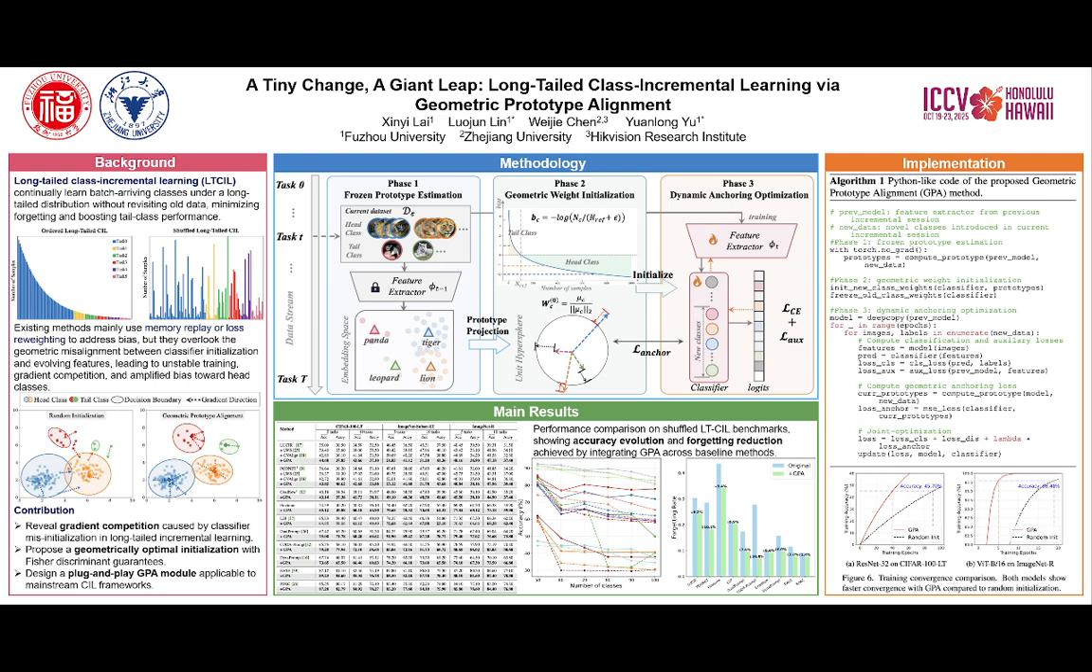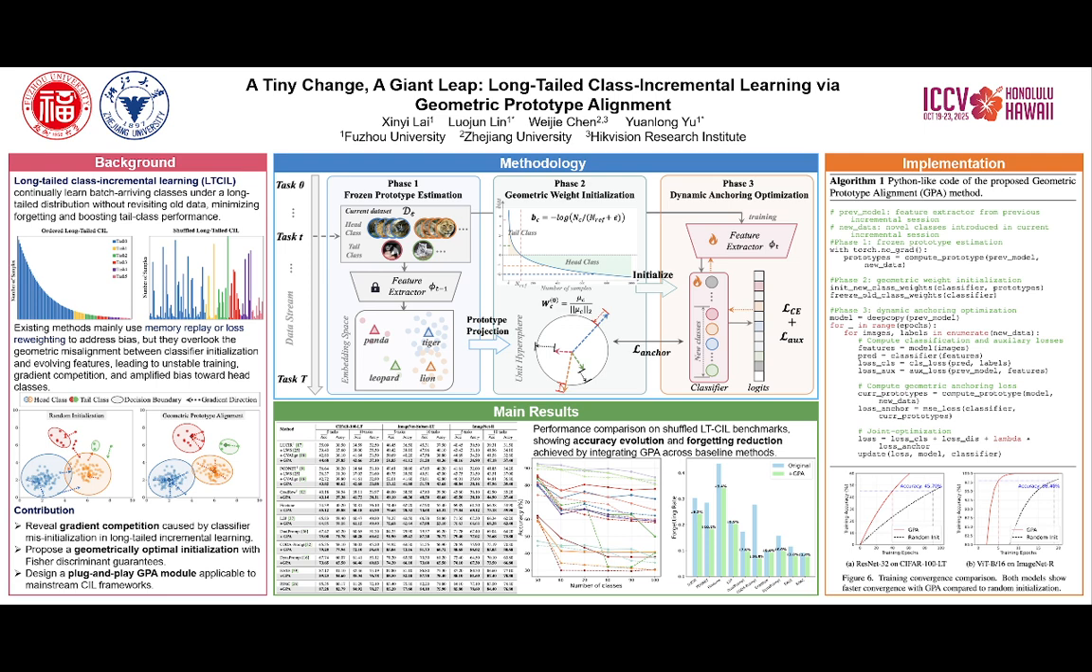1. We are the first to formally identify and analyze the problem of gradient competition caused by classifier misinitialization in LTCIL. 2. We propose a novel geometric prototype alignment (GPA) method, which provides a geometrically optimal initialization with Fisher discriminant guarantees. 3. Our solution is a plug-and-play module that can be easily integrated into most existing CIL frameworks with just a few lines of code. 4. Through extensive experiments, we show that GPA brings substantial and consistent improvements, establishing a new state-of-the-art on multiple benchmarks.